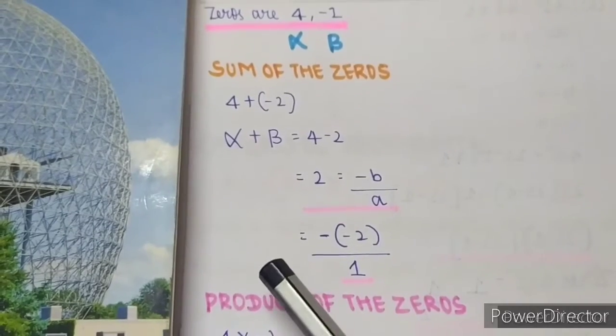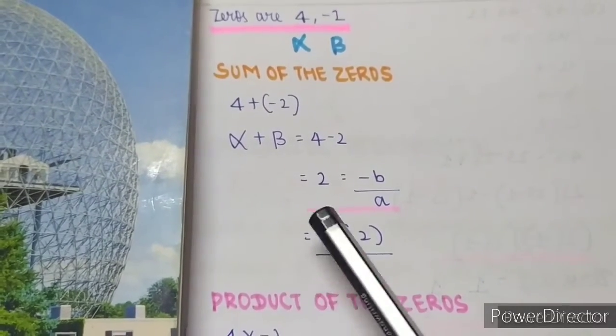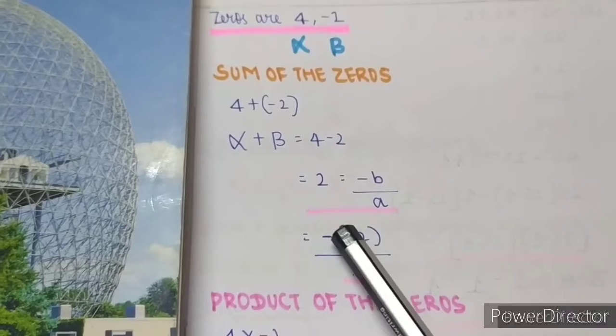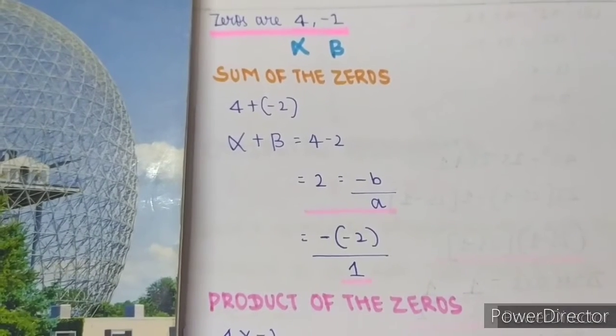So here in this question, minus b is minus of minus 2, and a is 1. So it is 2. So hence it is verified.